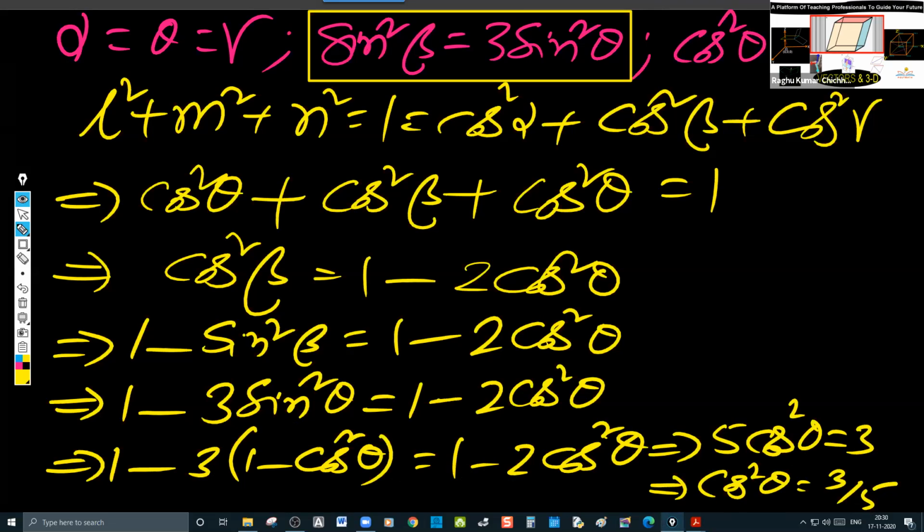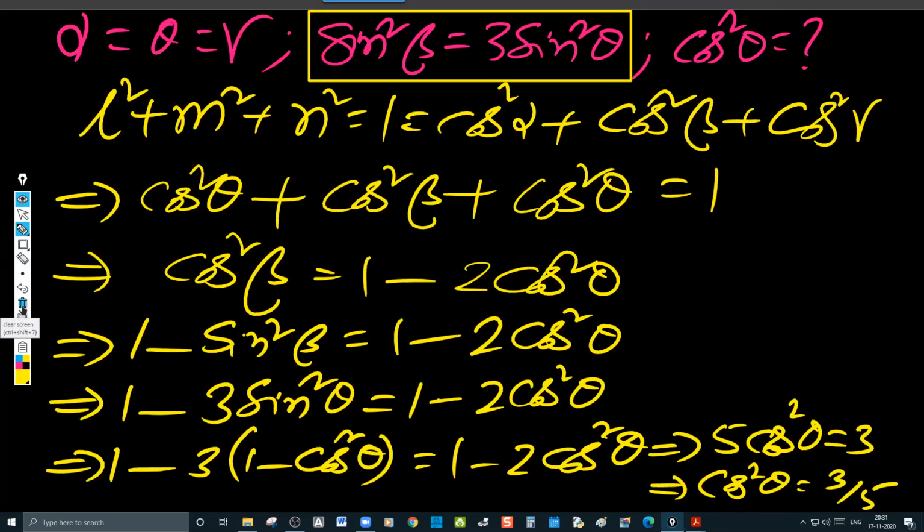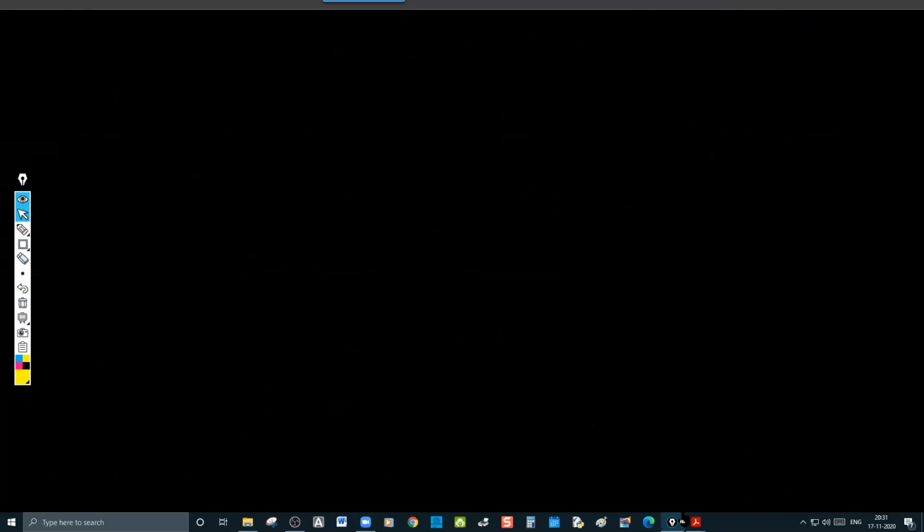It is purely based on DCs, that is l square plus m square plus n square equal to 1, or cos square alpha plus cos square beta plus cos square gamma is equal to 1. So I simply substituted the data given there, and finally we got the value of cos square theta, because you have to find out the value of cos square theta only. I think it's clear. Both of you, please. Yes, sir.